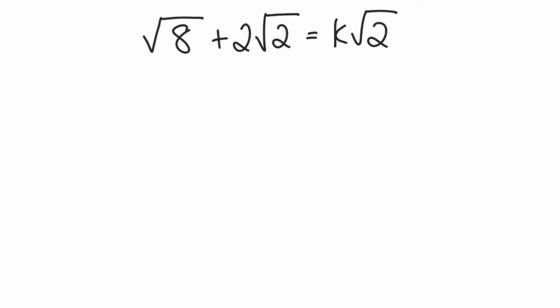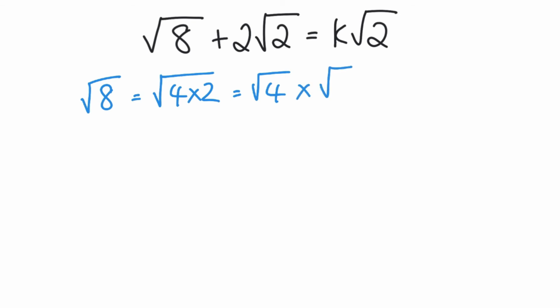So our next question says root 8 plus 2 root 2 can be written in the form k root 2. Work out the value of k. So to start with, we're going to split up our 8 into root 2's. So we've got root 8 can be written as root 4 times 2. So that can be written as root 4 times root 2, which gives us 2 root 2.